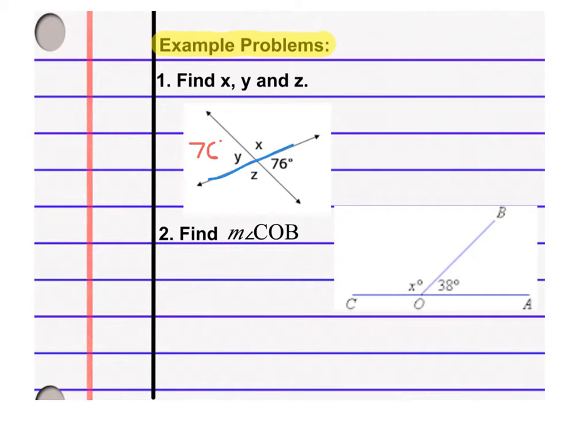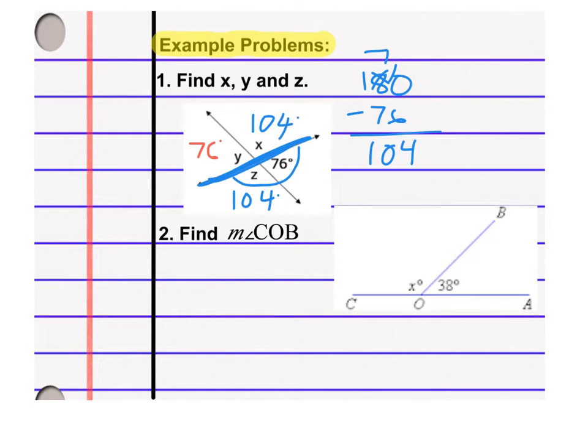Now let's go to z. z and 76 are on a straight line. Remember, every line has 180 degrees. So I'm going to do 180 minus 76 to figure out what's missing. So I get 104 degrees. So z is 104 degrees. x is also 104 degrees because they are vertical angles, they are congruent.